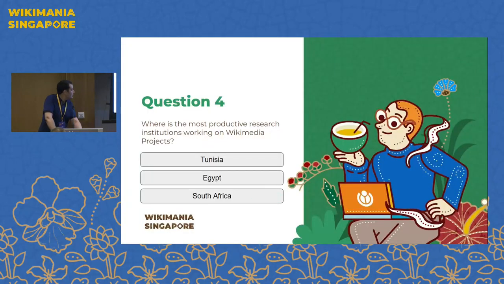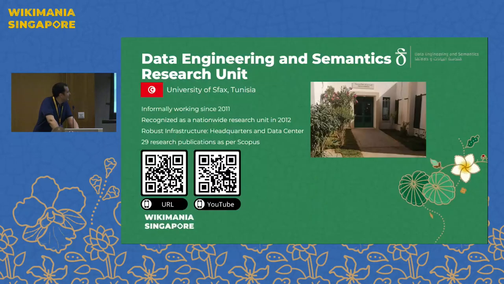So, where is the most productive research institution working on Wikimedia projects? Tunisia. That's for sure. Our research unit is the one doing that, and it is located at the University of Sfax, Tunisia. This is our headquarters, as you see on the right.